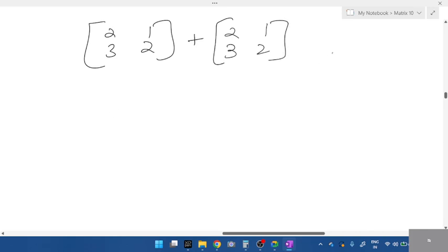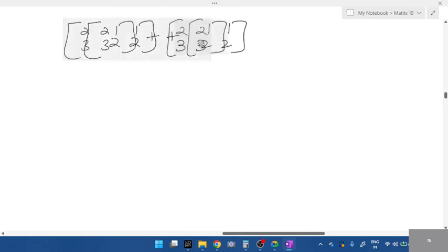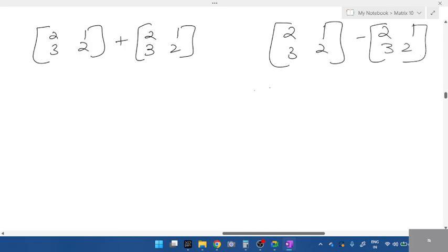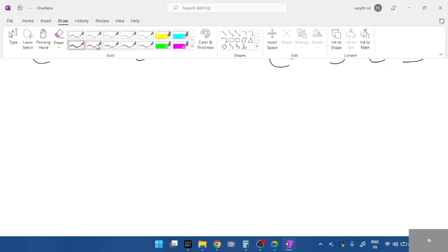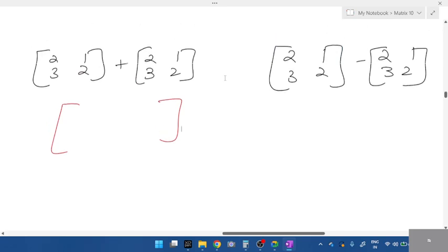The same question I'll take for subtraction. First, get to know the difference. 2 3 1 2 minus 2 1 3 2. Okay, for subtraction, what do we do, students? For addition and subtraction, we just take the normal value, right? What's the formula concept I told you? The order should be same, whether it is subtraction or addition. Order should be same.